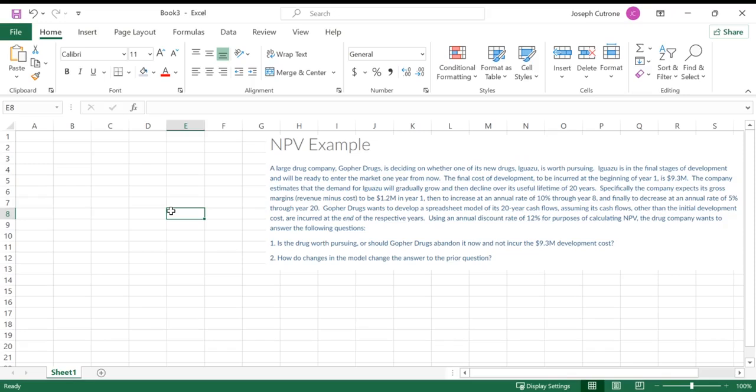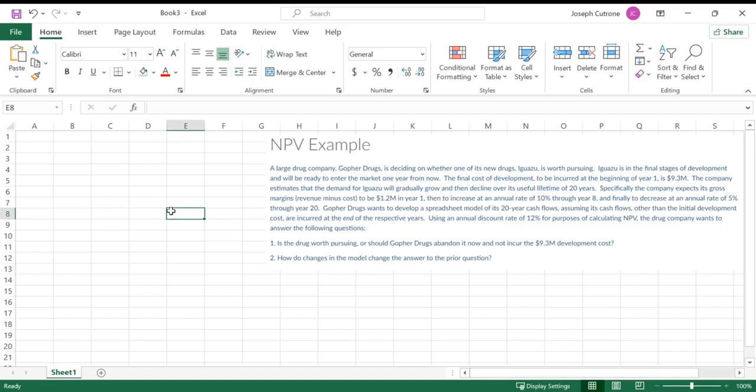In this example, we're going to learn how to use Excel's NPV, net present value function, and we're going to decide if a product is worth pursuing based on an NPV calculation. Please read the problem if you have not done so already. Pause the video, see if you can set up the initial given values, and then let's start to model the problem. Ready? Let's begin.